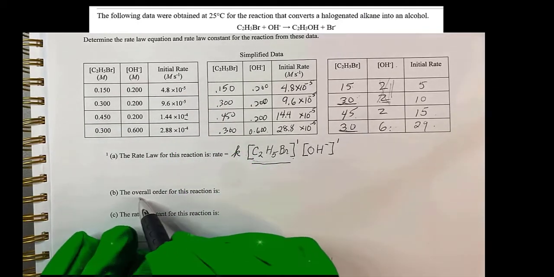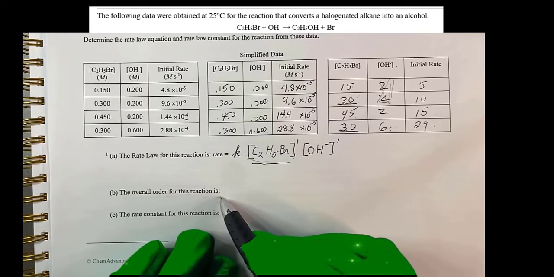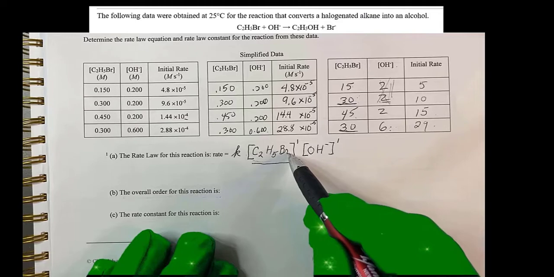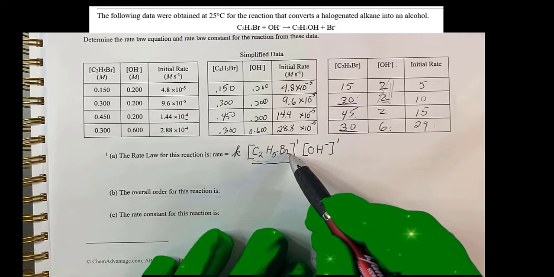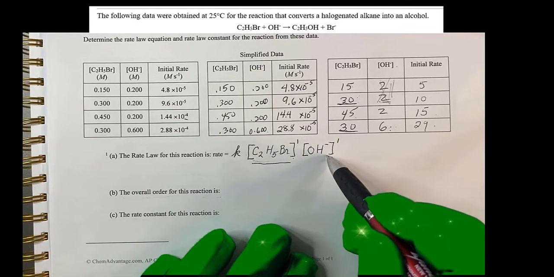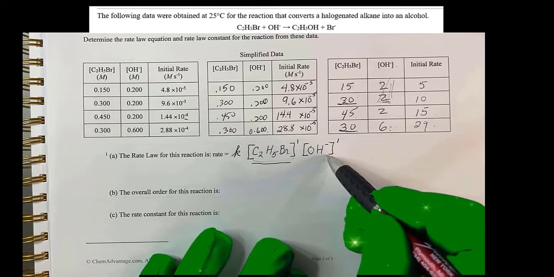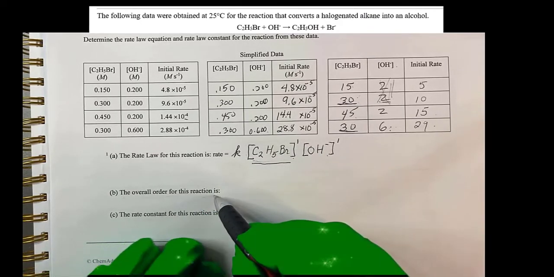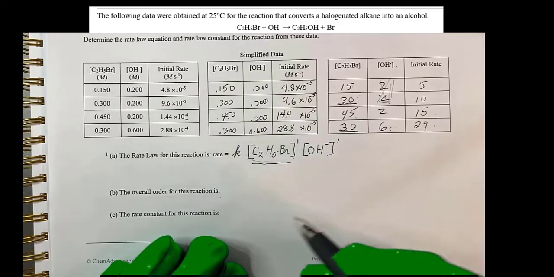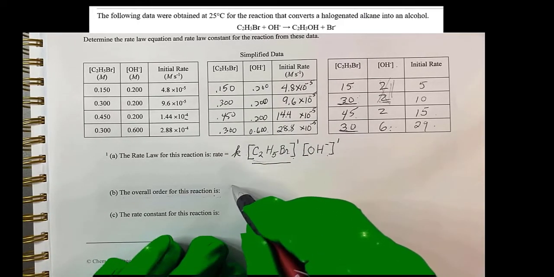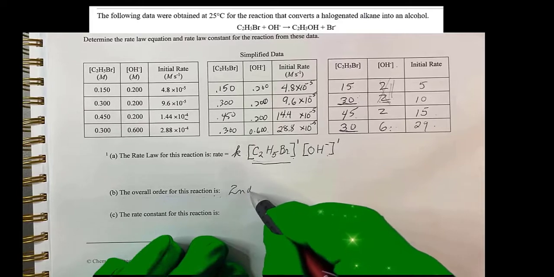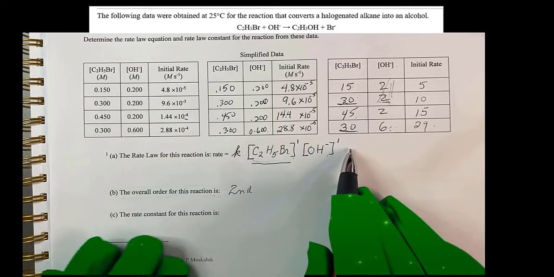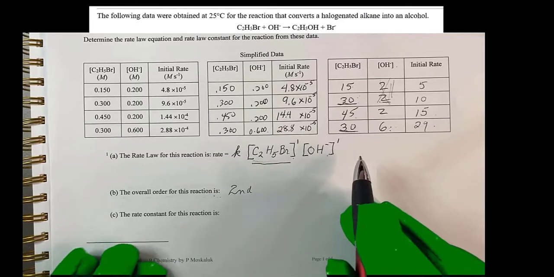Oh, here's a question. What's the overall order for this reaction? Well, it's got two parts to it. First order with respect to the bromoethane, and first order with respect to the hydroxide ion. To find the overall order of the entire reaction, we merely add those exponents. So the overall order of the reaction is second order if we incorporate both of these substances, adding the exponents. But that incorporates both of them.